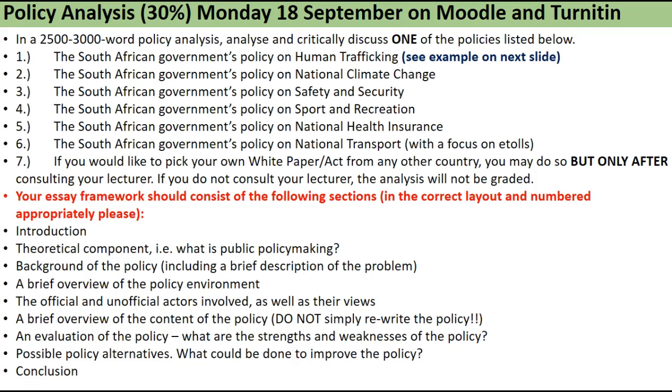It's important to include then a brief overview of the content of the policy. Here I've put in brackets and capital letters: please do not simply rewrite the policy because that makes no sense. I can read the policy on my own. This is more like a summary of the key aspects of the policy that are important. Then you must do an evaluation of the policy in terms of the strengths and weaknesses of the policy and provide possible policy alternatives. What could be done to improve the policy, as well as a conclusion.